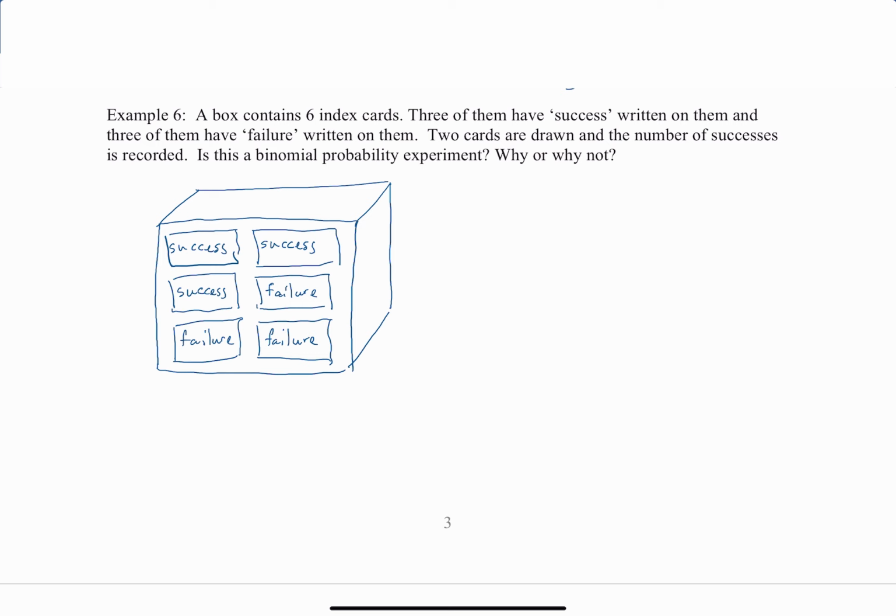Is this a binomial probability experiment? Why or why not? So we have trial 1. We draw a card and note whether it says success or failure. And then in trial 2, we draw a second card and note whether it says success or failure. And so the number of successes in our 2 trials could be 0, 1, or 2.